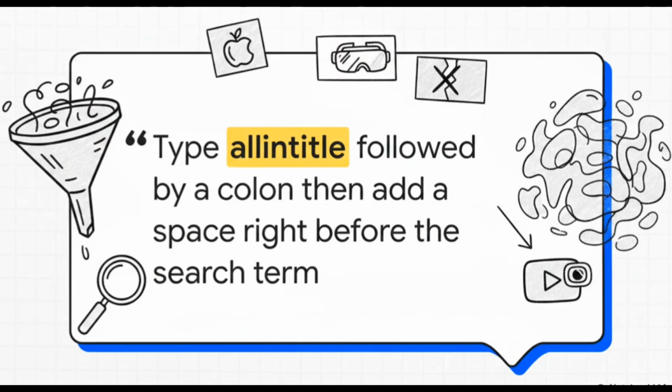Now, when you do need to cast a wider net for very specific keywords, let's say Apple Vision Pro fail, don't just casually type that into the standard search bar.